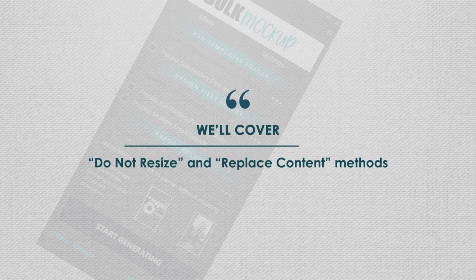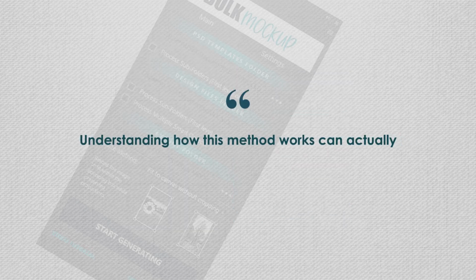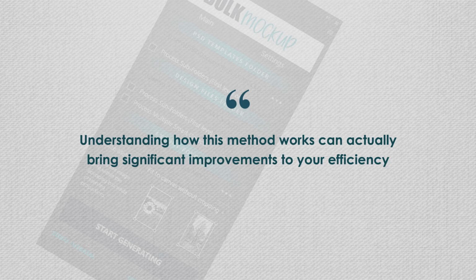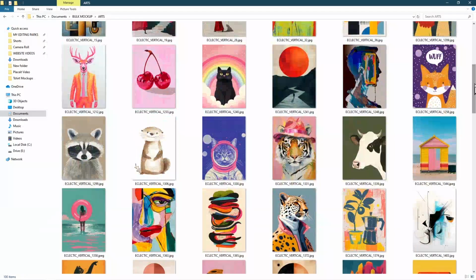We'll also cover the Do Not Resize and Replace Content methods, but while I'm walking you through the other methods, remember this. Among all of those, Replace Content stands out as the fastest resize method available. If you're looking to streamline your workflow and save time, this method is an excellent option to consider. Understanding how this method works can actually bring significant improvements to your efficiency, especially when managing large-scale mockup projects.